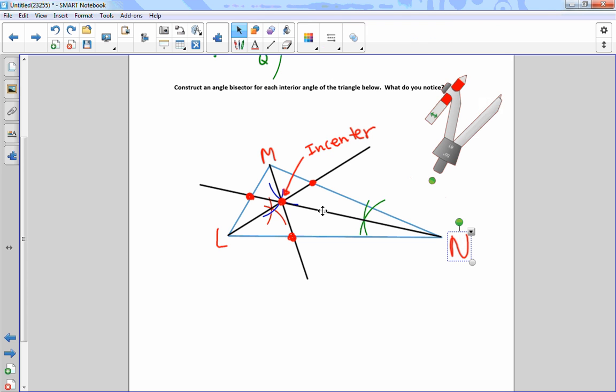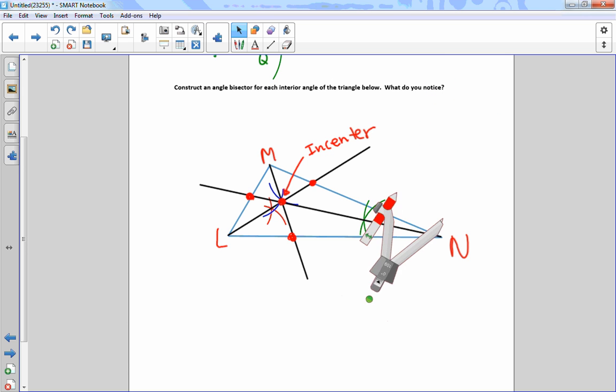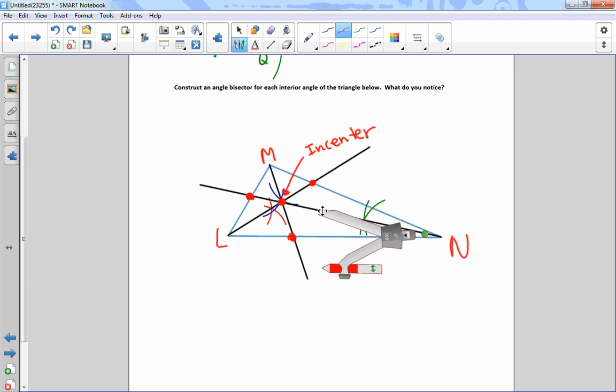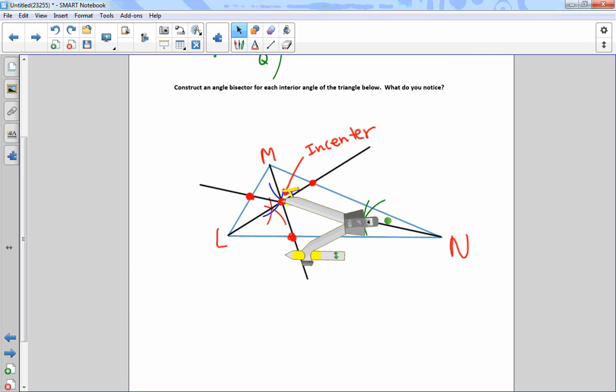But what happens if I take my compass? Come on, compass, move. And let's call this guy I, in-center. I don't like that color. It's not showing up. That color's not good either. Can you see the yellow? I put my compass right there and connect it to one of those points. Get right on there perfectly. And draw a full circle.